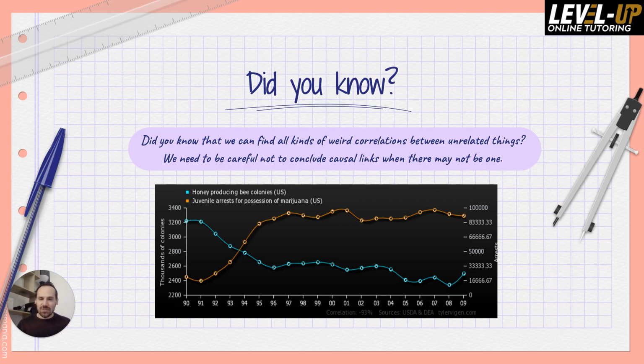There seems to be an inverse correlation here. As the honey production goes down, the juvenile arrests go up. But what causal link would there be? The answer is that there isn't. This has just happened by chance. If we go looking for things, sometimes we can see patterns when there's no actual link. So that's something we've got to be cautious of with statistics. Things like this can just sometimes happen by chance.